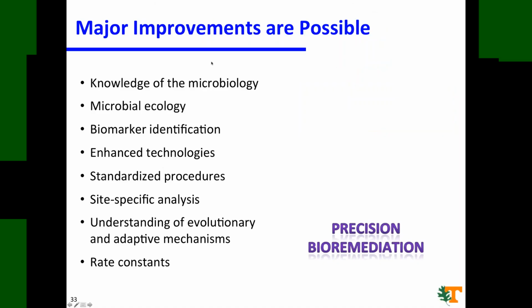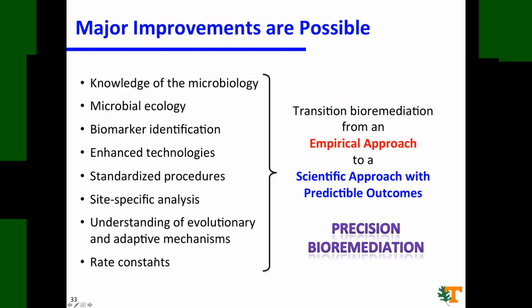Okay, so we still have improvements for this approach. We need to know more about the microbiology and the ecology. We need more biomarkers. We have standardized procedures, and the goal would be to develop site-specific analysis. We want to understand how these organisms and these genes evolve and disseminate so that we can make better predictions. And we want to link all this MBT information to rates.